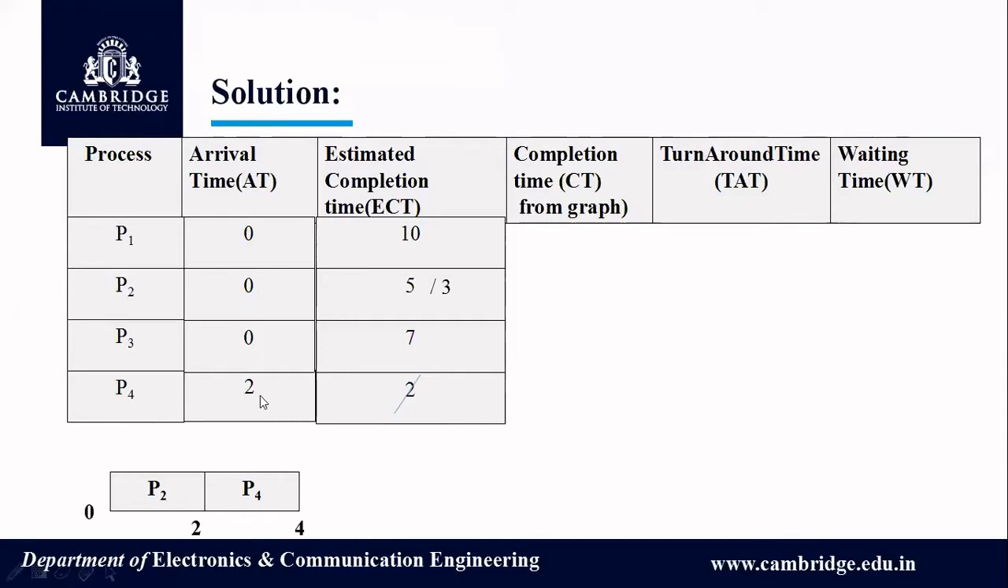Now we have P1, P2, P3. Out of these three, the least value is for P2. So P2 would get chosen and it gets executed for 3 milliseconds. That is from 4 onwards 3, it will go until 7. So with this, P2 is also completely executed. You can remove it from the queue.